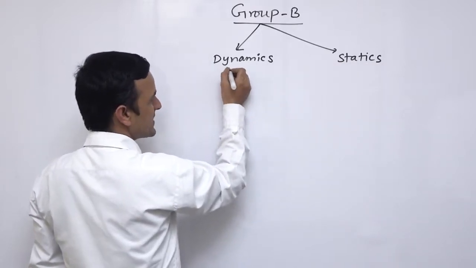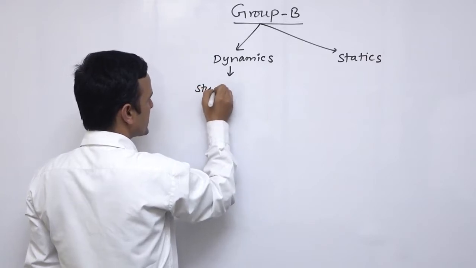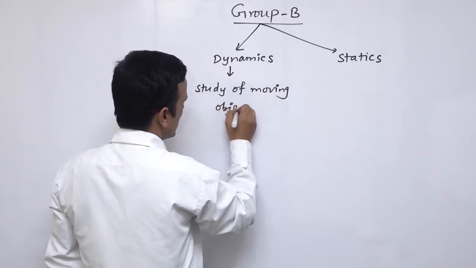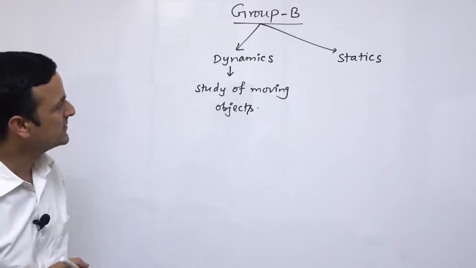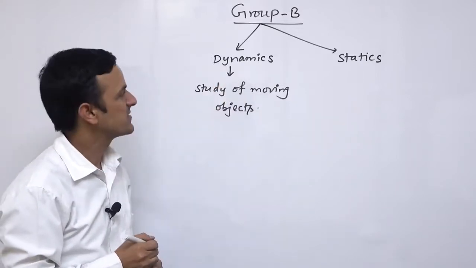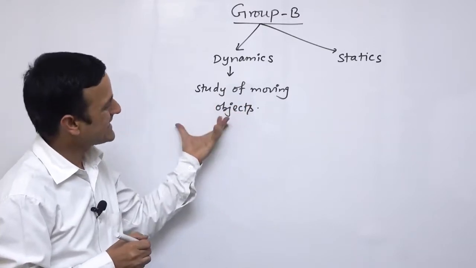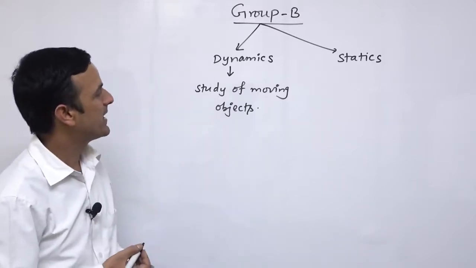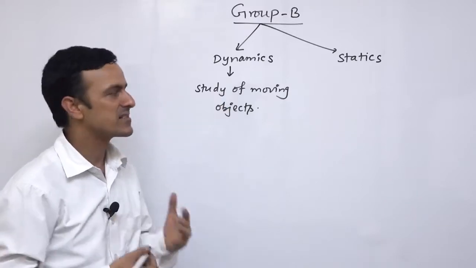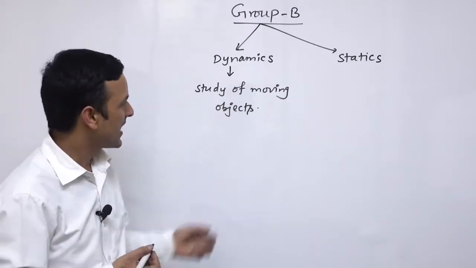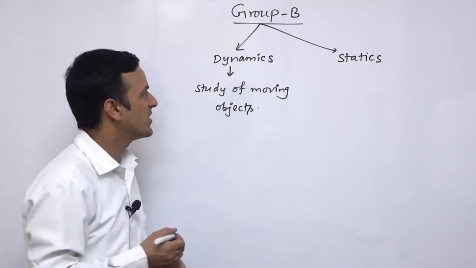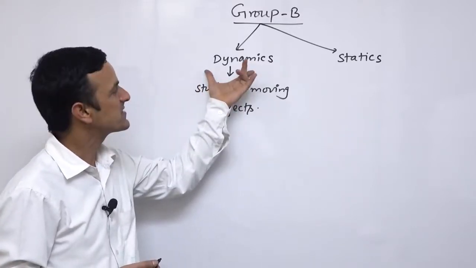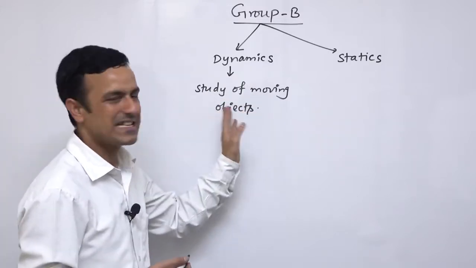Dynamics means it is the study of moving objects, or when objects are in motion, then this type of study is known as dynamics. So in this portion, the object is in motion. When a particle is in motion or moving, it is studied. The distance covered by the body, time taken by the body, initial velocity or final velocity of the body, or acceleration produced on the body. So this type of study is known as dynamics. Dynamics is when it is in motion.